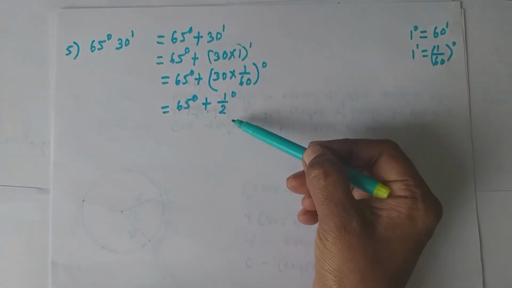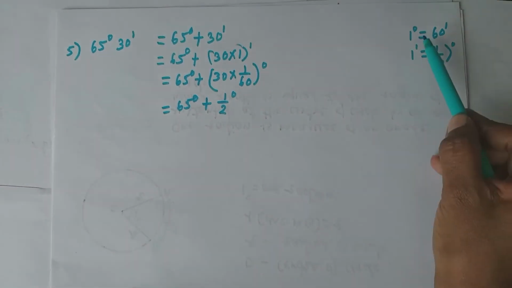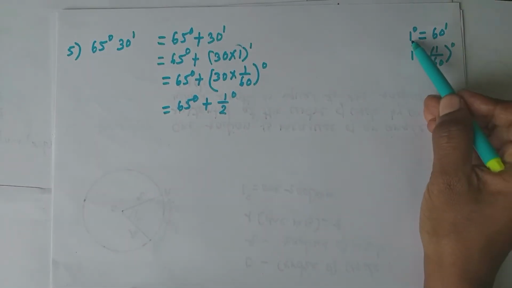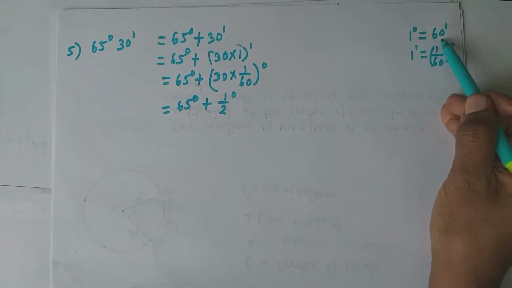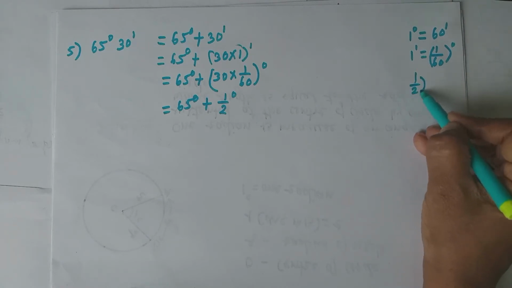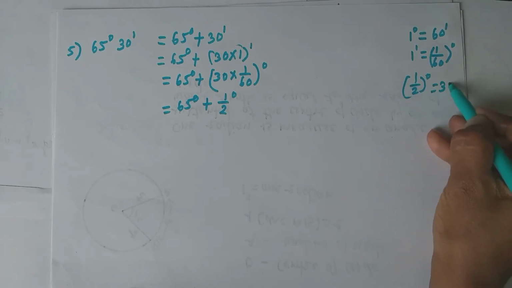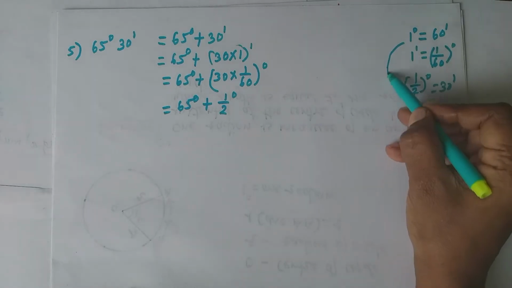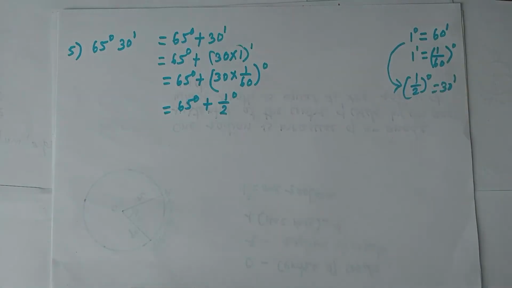30 minute is nothing but half degree. You know that from the formula you can directly write it down also. 1 degree means 60 minute. Then what does half degree mean? That will be nothing but 30 minute. Directly from the formula you can convert also.